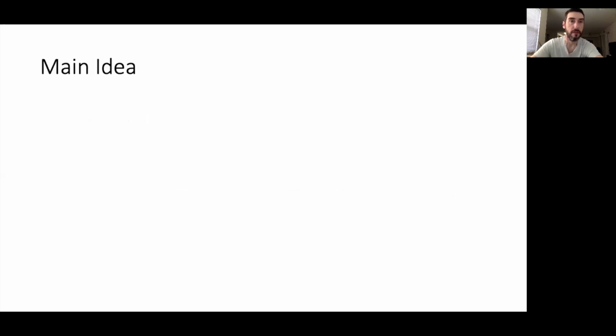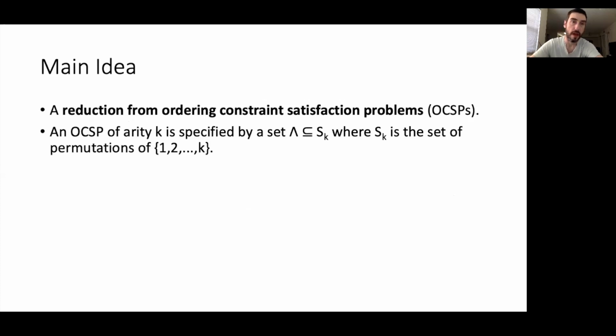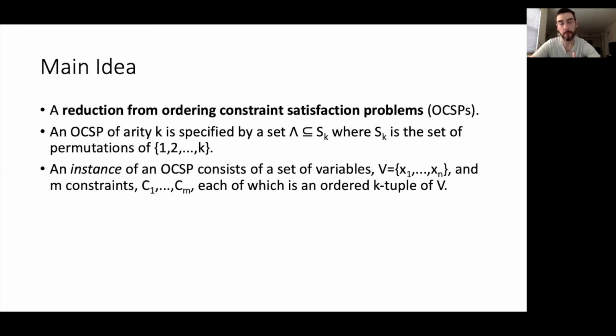Let's give the main idea of how these reductions work. We're going to perform a reduction from a type of problem called Ordering Constraint Satisfaction Problem, abbreviated here OCSP. I'll define briefly what these are, and we'll see an example. An OCSP of arity K is specified by a subset of S_K, where S_K is the symmetric group on K symbols. So lambda here is our subset. It's a subset of all the permutations on K elements. And that's the problem type.